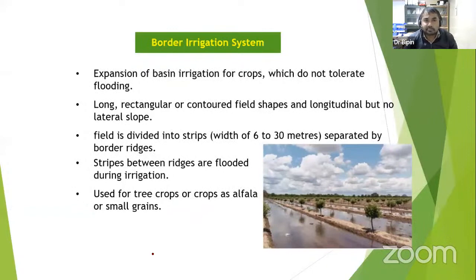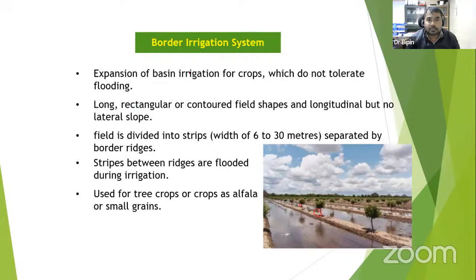Now we can talk about another type of surface irrigation. There is the border irrigation. For border irrigation, you need to make a border, and on the side of the border you need to plant the trees or any crops, and in the long border you need to apply the water.